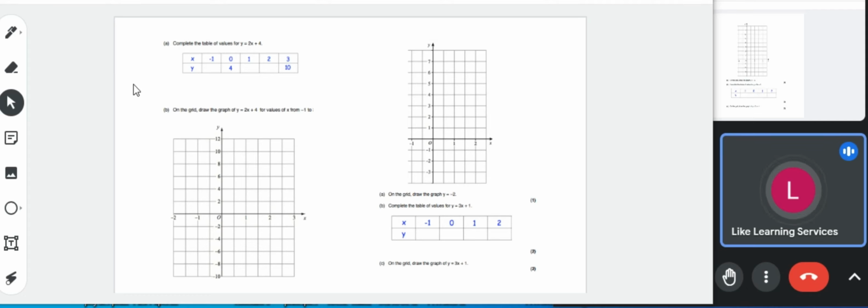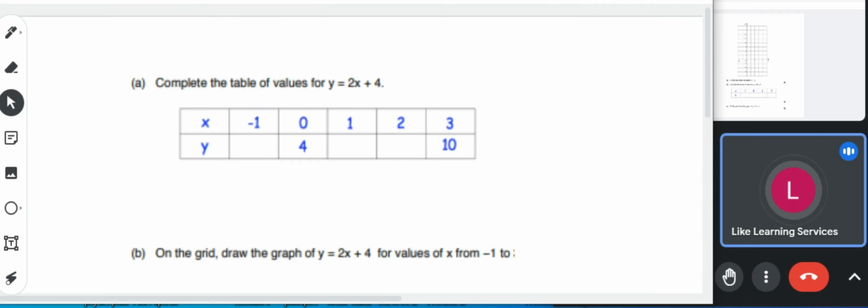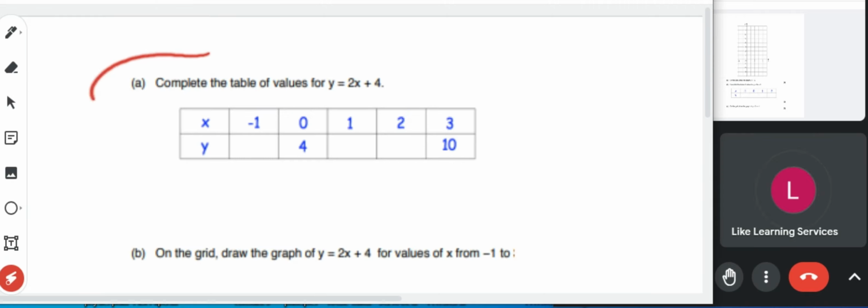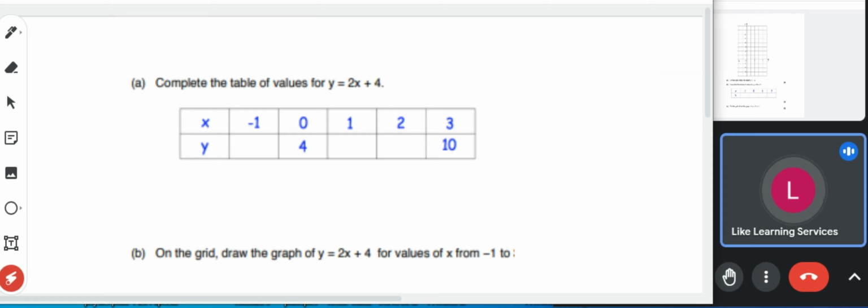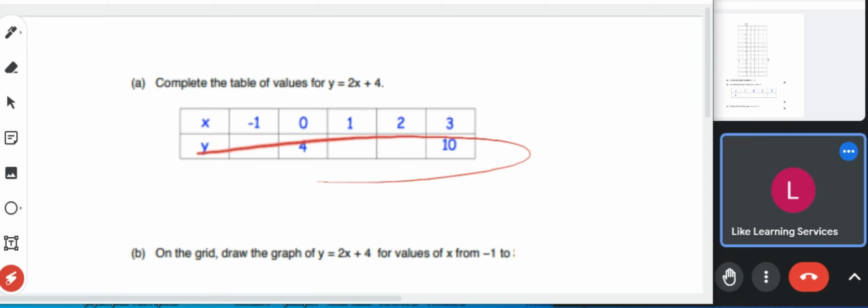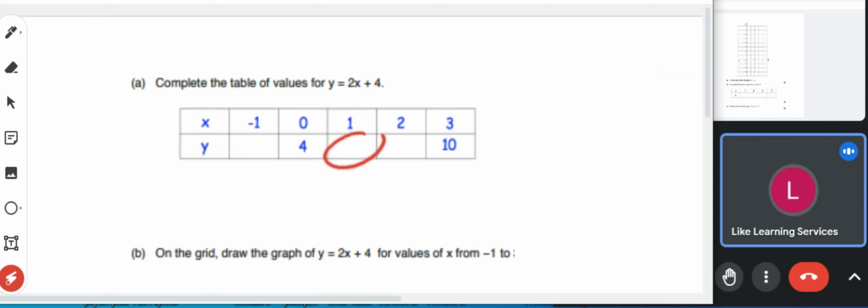This is about linear graphs. Right, this question says complete the table of values for y equal to 2x plus 4. Y equal to 2x plus 4 is very, very easy. X values are given. You will just need to get the y values. Some are already given, so you get these ones that are not given.